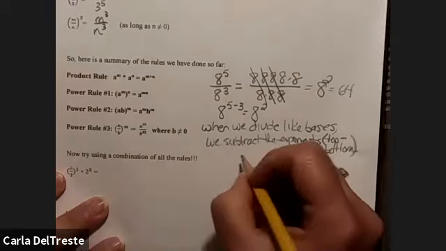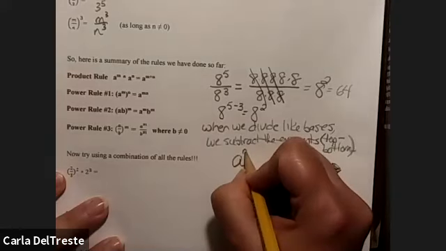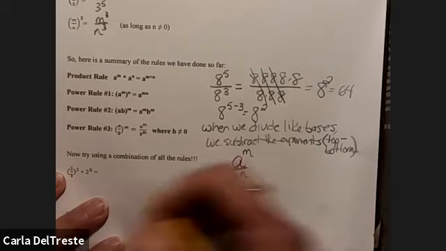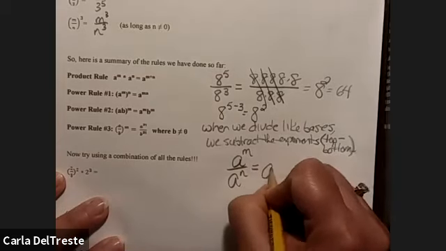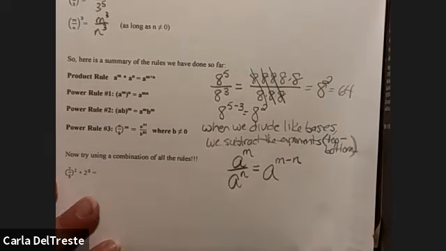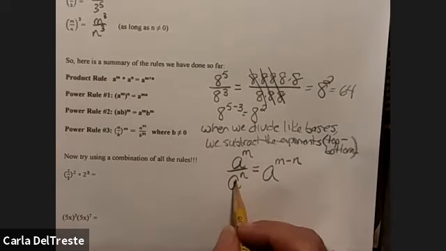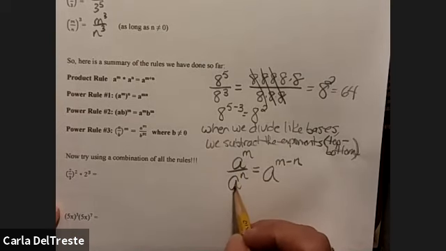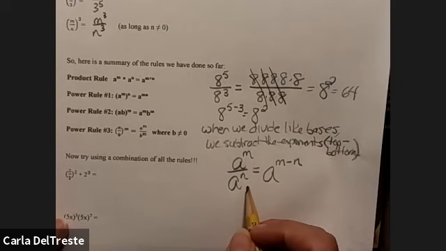Okay, and the general rule is if I have a to the m divided by a to the n, I'm going to get the result by doing a to the m minus n. All right. And this is as long as a is not 0, because you wouldn't be dividing by 0 again. Okay, so as long as a is not 0.